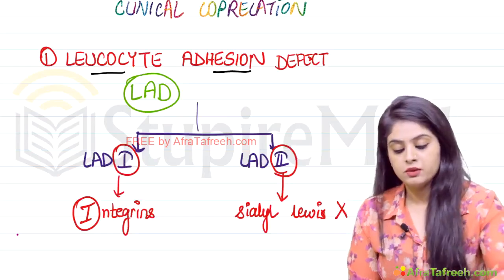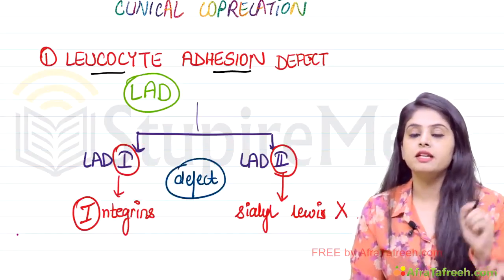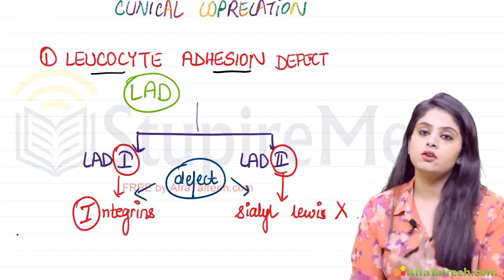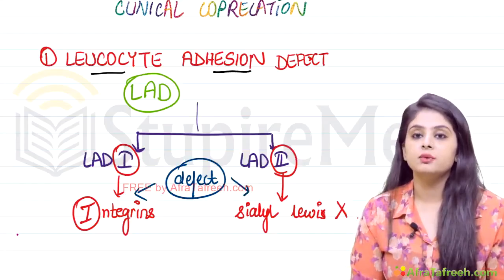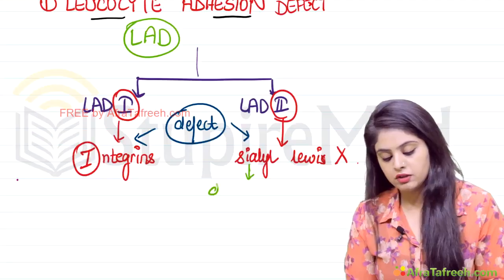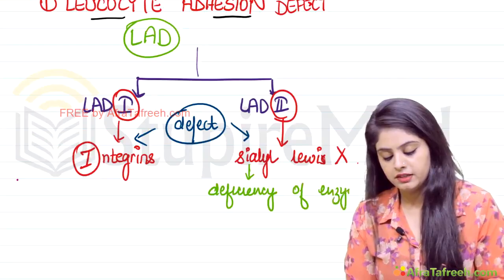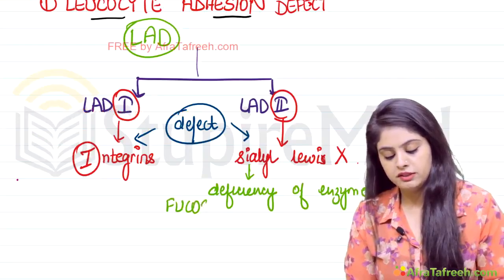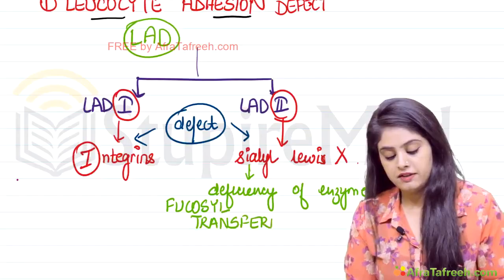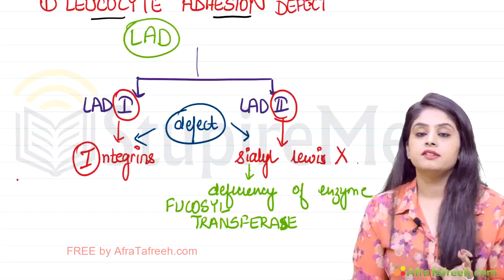So the first difference between LAD1 and LAD2 is that the defect in LAD1, the way you write 1 in Roman numerals, is in I, integrins. In LAD2, the defect is in the component of selectins, that is sialyl Lewis X. Why is there a defect in sialyl Lewis X? Because of a deficiency of an enzyme that is known as fucosyl transferase. A very important implication that it has. Fucosyl transferase enzyme is deficient.